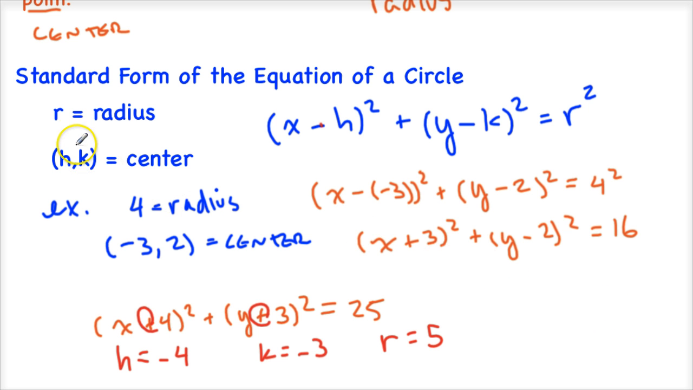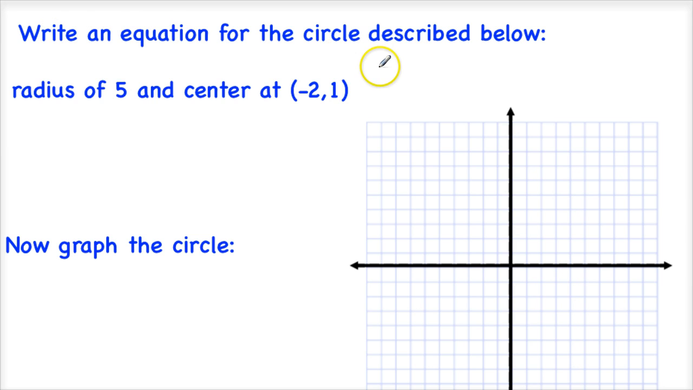All right, so those are just some pointers about going to standard form, given the radius and the center, or going from standard form to identify the radius and the center. And this is all helpful for when we want to write an equation and graph it. So a radius of 5 and a center at (-2, 1). So in this case, h equals -2, k equals 1, and our radius equals 5.